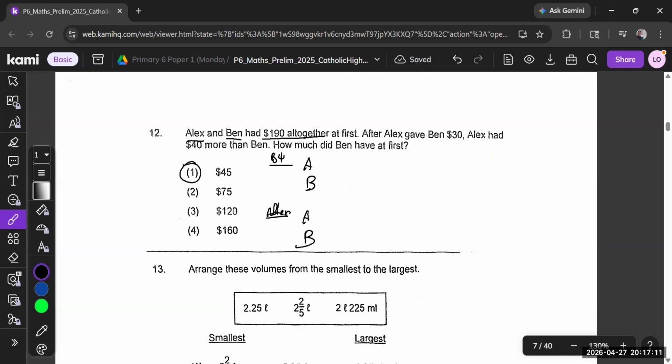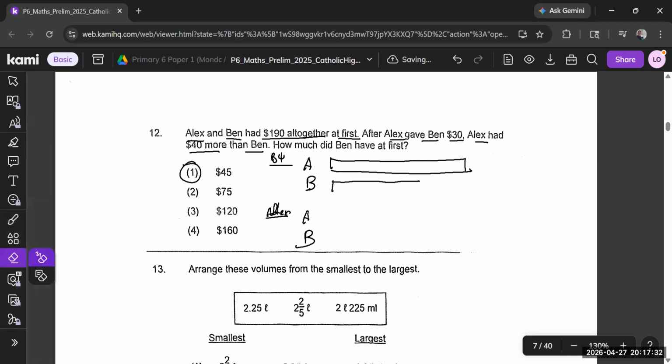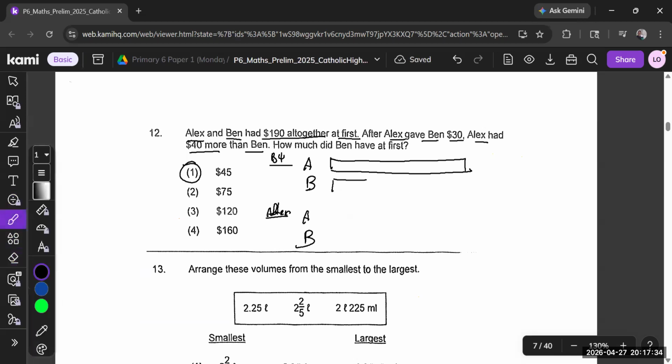Alex and Ben had 190 altogether at first. After Alex gave Ben 30, Alex still had more than Ben. So Alex must have had more money at first, because after giving some away, he still had more money than Ben. So Alex must be the longer rectangle, and Ben must be the shorter one. Okay, something like that, and together 190.